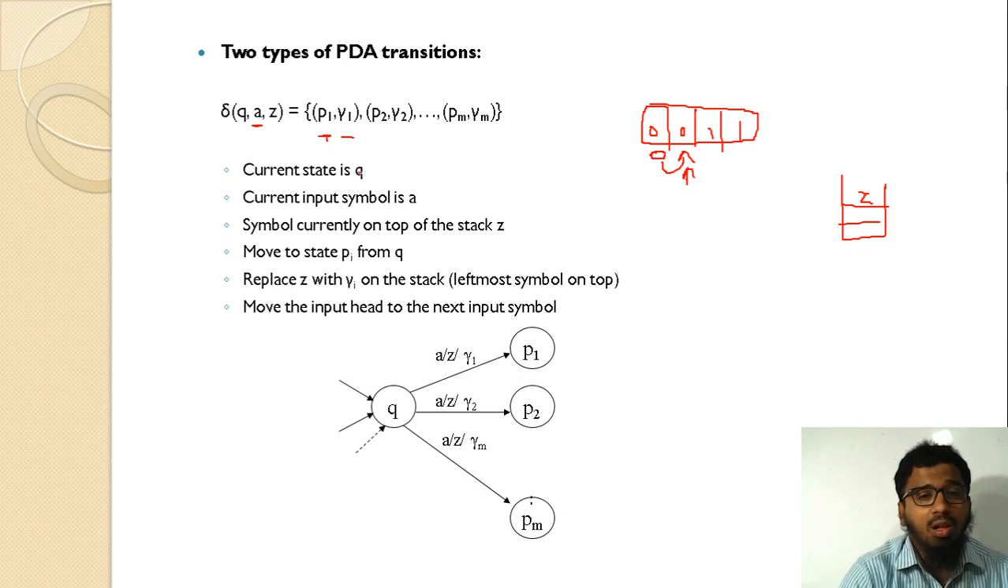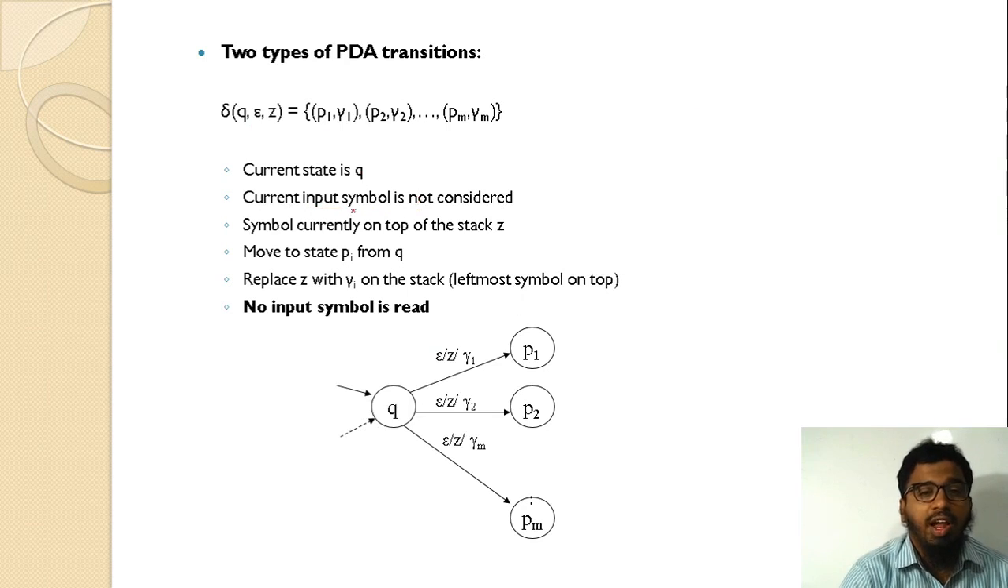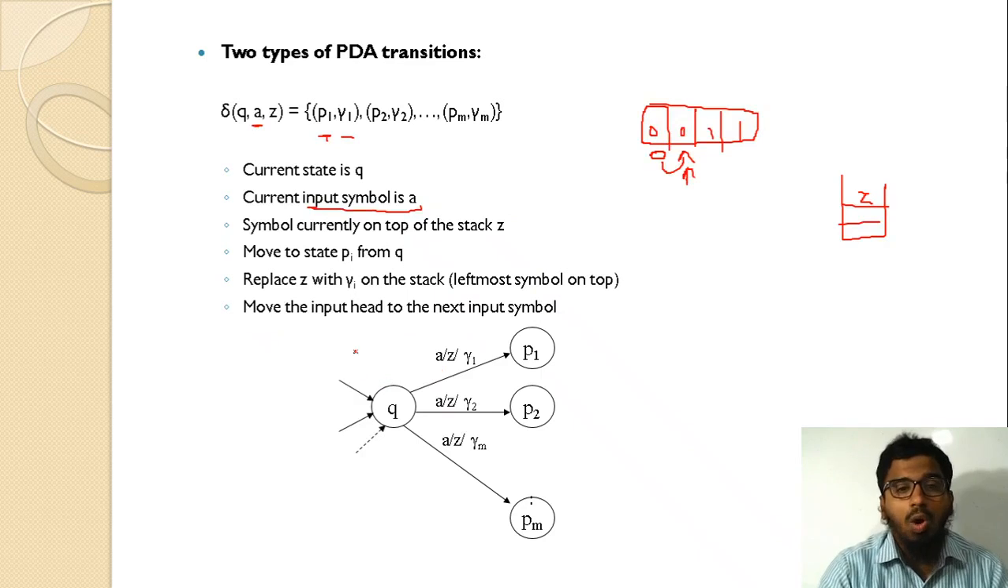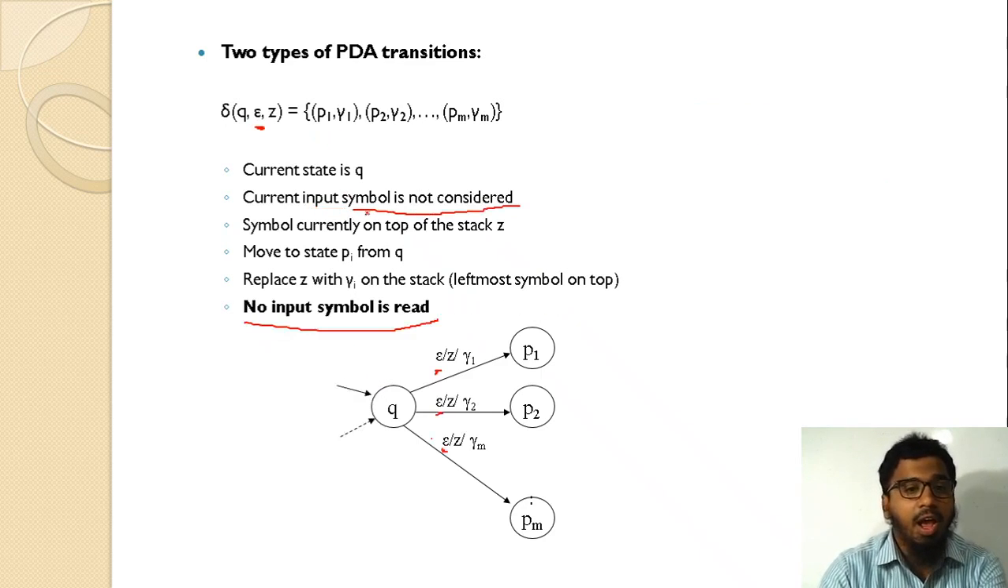When we have an input symbol, it is read. When we don't have an input symbol, at that time it is not considered, no input symbol is read. That means we are using the epsilon, okay, epsilon. So this is different, and because of that there are two types of PDA transition: one with input and another one with epsilon, with no input.